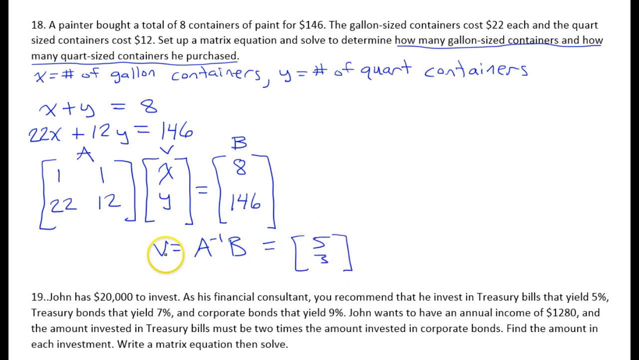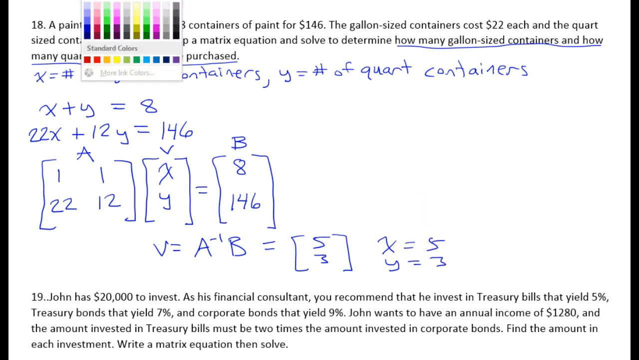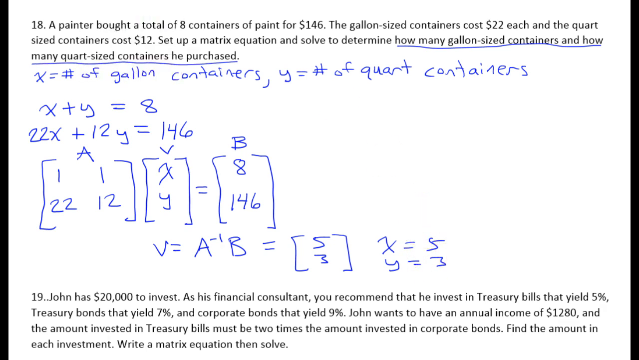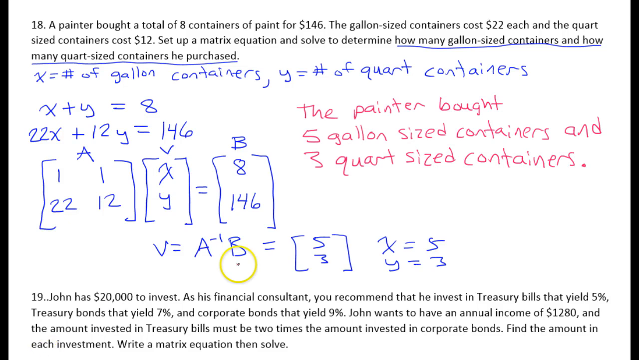Alright, this is the variable matrix I just found. That tells me that x is equal to 5 and y is equal to 3. But we need to make a summary statement. So the painter bought 5 gallon sized containers and 3 quart sized containers.